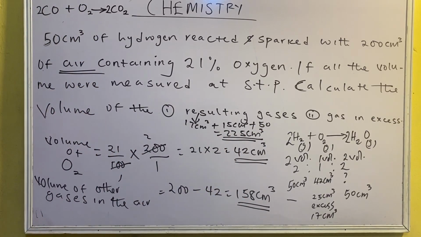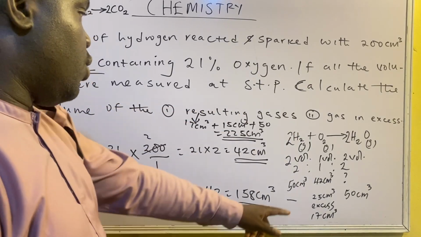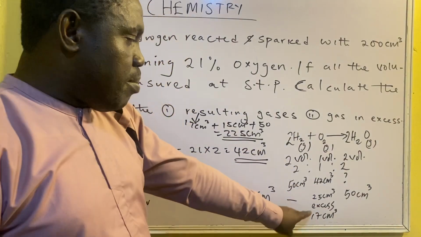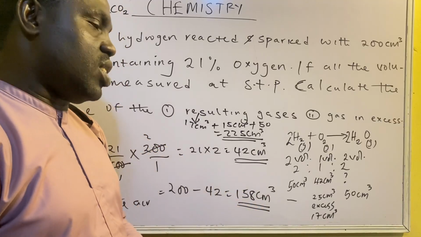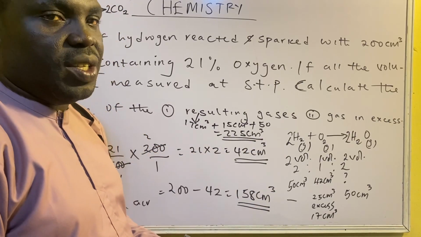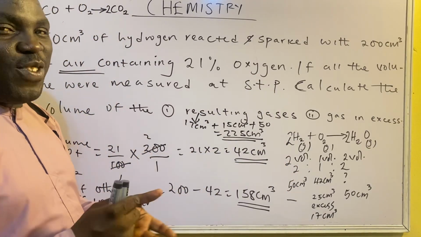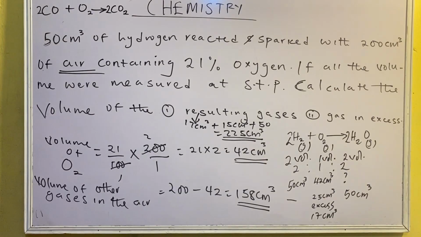And then number 2 says that we should find the gas in excess. Obviously, you know that oxygen is in excess, and by how much it is in excess is 17. Hydrogen is the limiting reagent, while oxygen is the excess reagent. I'm sure that's very simple, so you can just look at it.